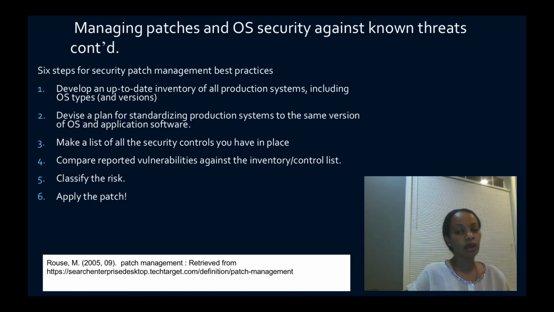There are 2 key components here. The first one is to have a reliable system for collecting vulnerability alerts, and second is to separate the vulnerabilities that affect the system from those that don't. And the fifth step would be classify the risk. This is done by assessing the vulnerabilities and likelihood of an attack in the environment. And the sixth and the last step would be to apply the patch.